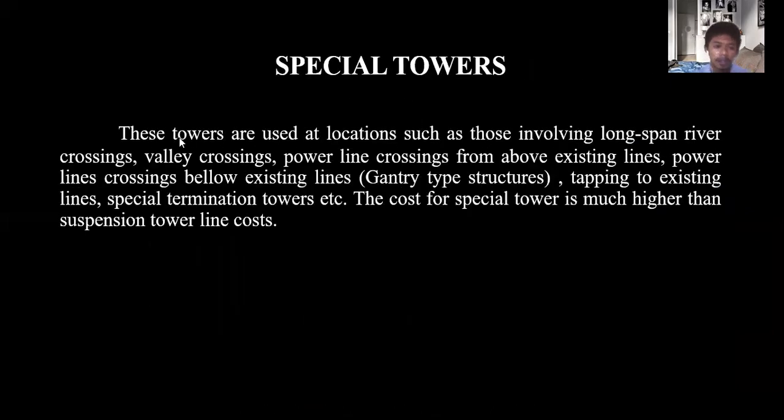Special towers. These towers are used at locations such as those involving long-span river crossing, valley crossing, power line crossings from above existing lines, power lines crossing below existing lines, or gantry type structure tapping to existing lines. The cost of a special tower is much higher than suspension tower line cost.